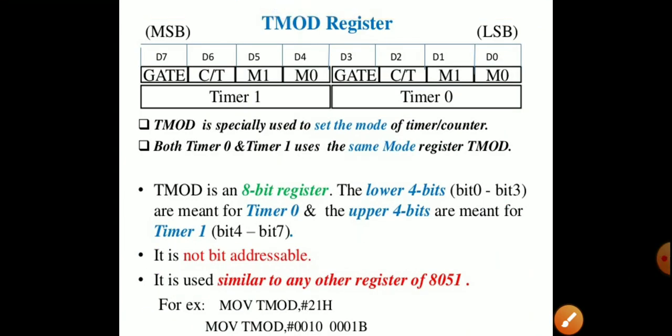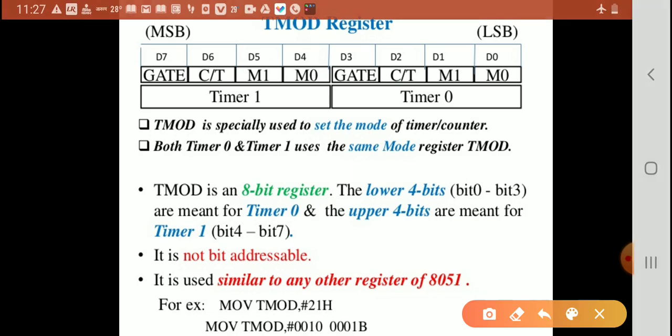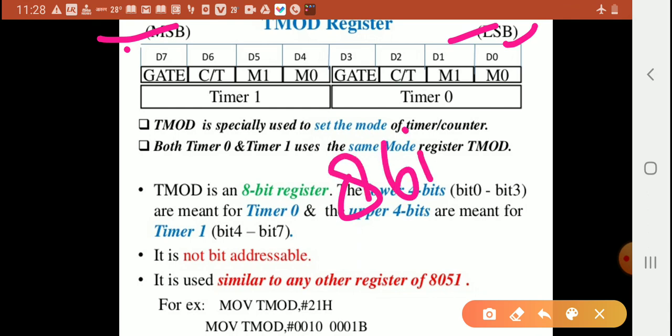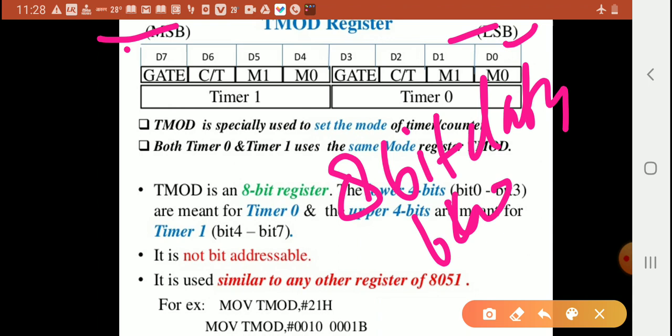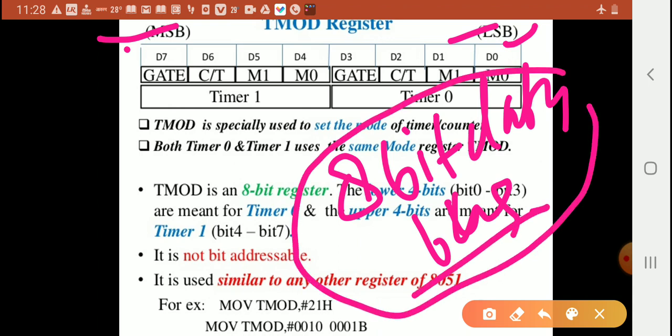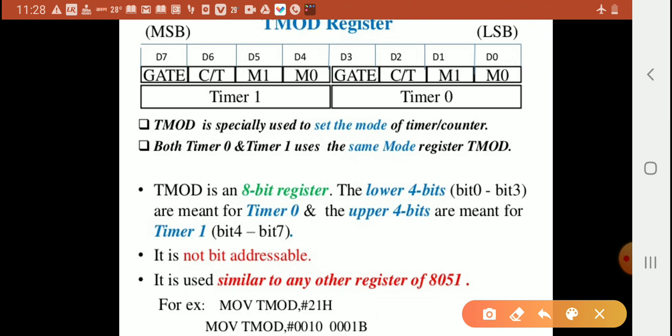TMOD register. MSB means most significant bit and LSB least significant bit. D0 to D7 is the 8-bit data bus, which is bidirectional. The data bus is 8-bit bidirectional.